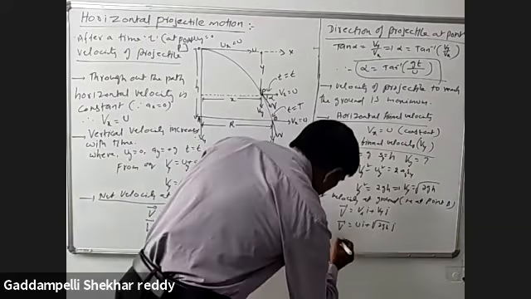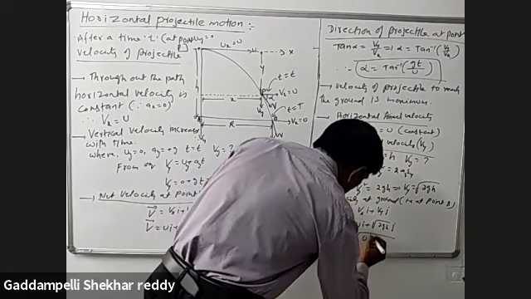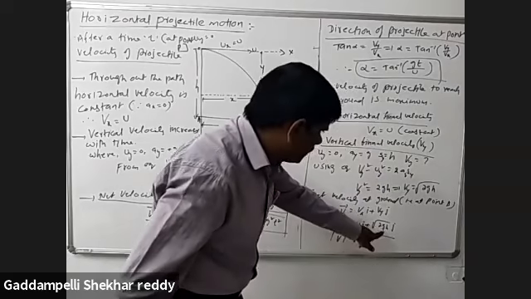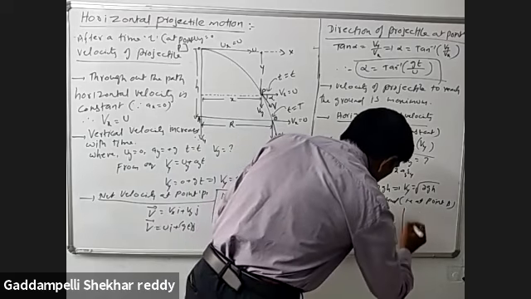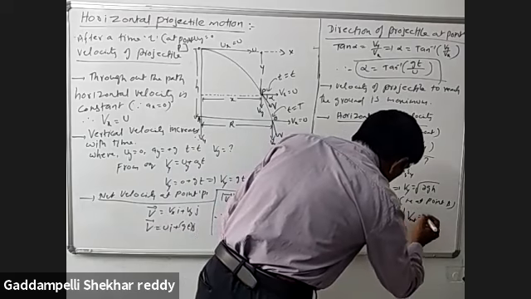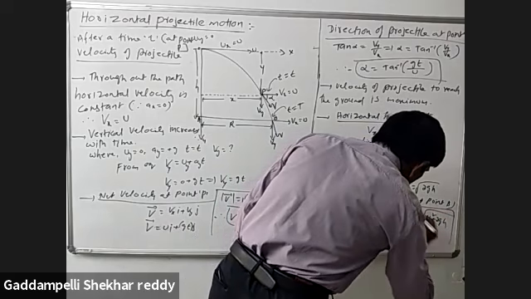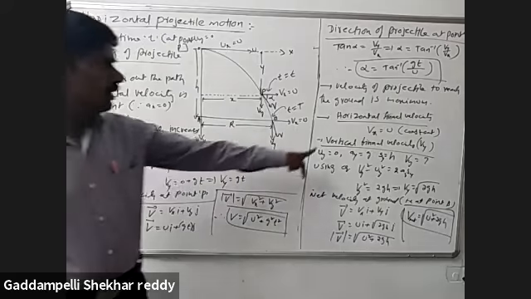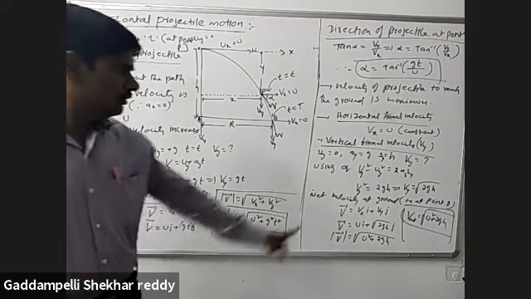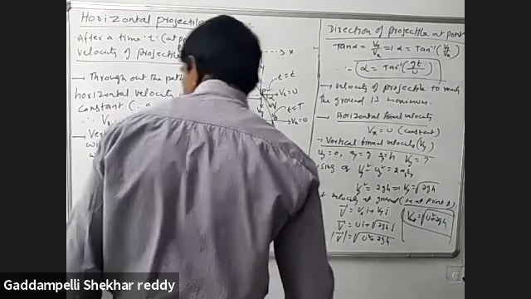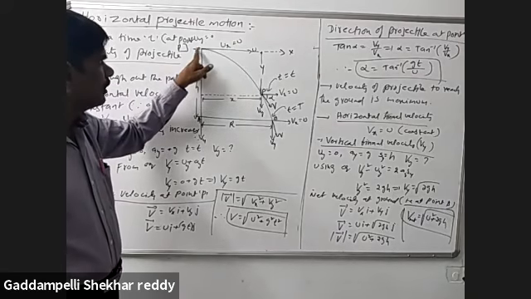In magnitude form, now apply mod: under root of u square plus under root of 2gh whole square. Root cancels, 2gh is there. So therefore v net is equal to under root of u square plus 2gh. So this is the maximum velocity to reach the ground: under root of u square plus 2gh.